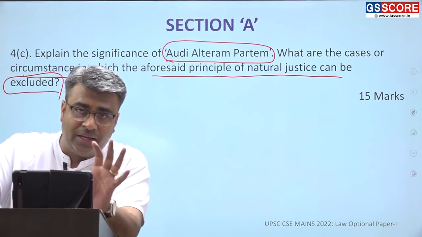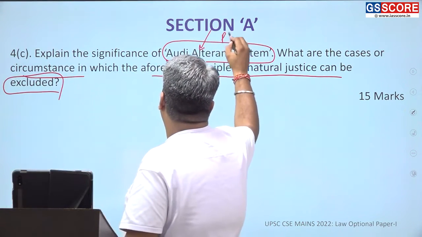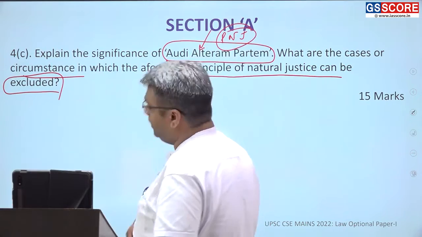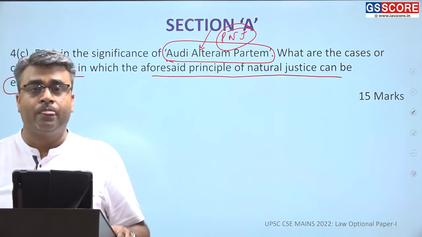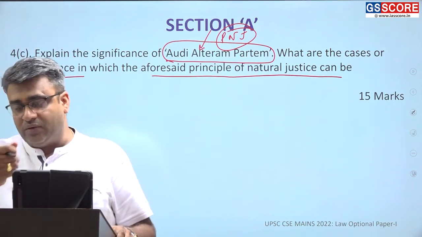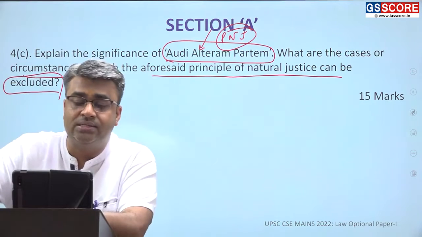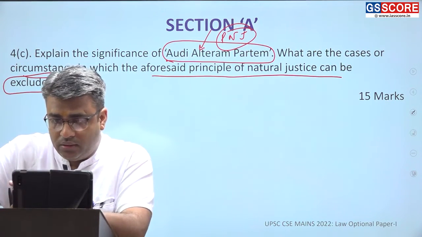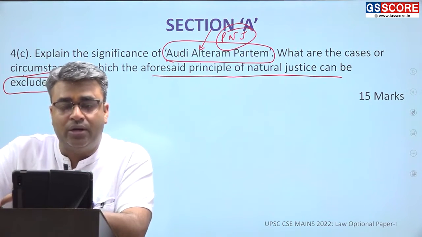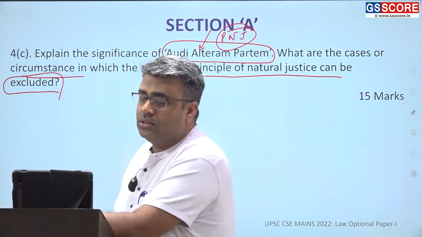So first explain what is audi alteram partem. First try to explain what this principle of natural justice is, basically. And then try to explain the exceptions. We have been given certain exceptions which I will just tell you. Like the exception, or you can say the doctrine of necessity and absolute necessity. In the doctrine of necessity and absolute necessity, we have a judgment called Ashok Kumar Yadav versus State of Haryana.